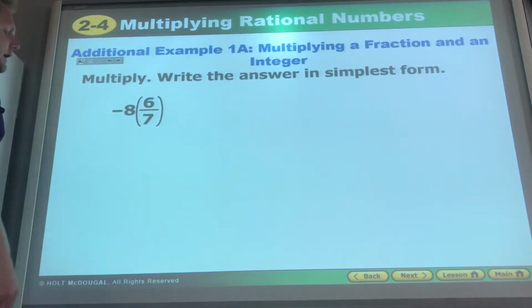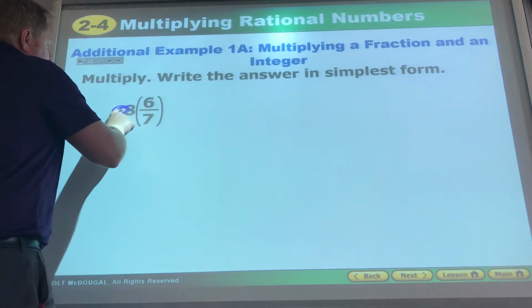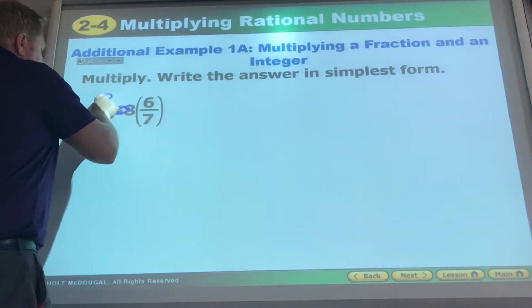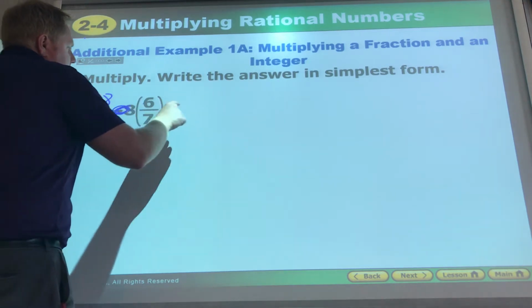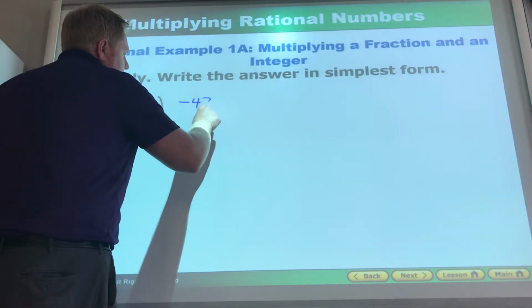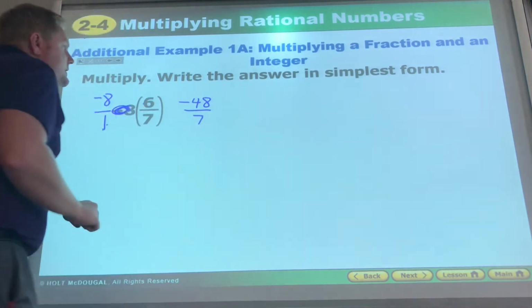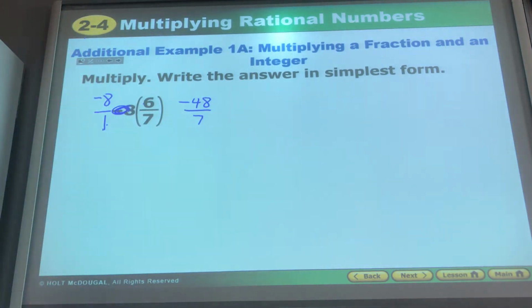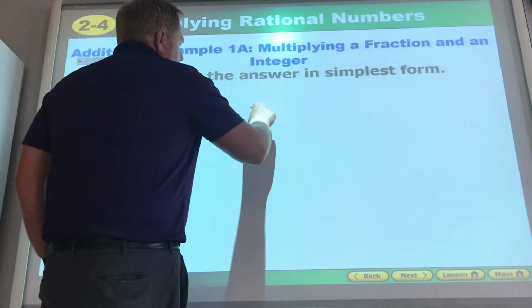So here, look at this one. I would really suggest instead of having -8, let's do -8 over 1. 8 times 6, well, there's -48. 1 times 7, that is 7. Then write the answer in simplest form. That's where you have to do a little bit of work.